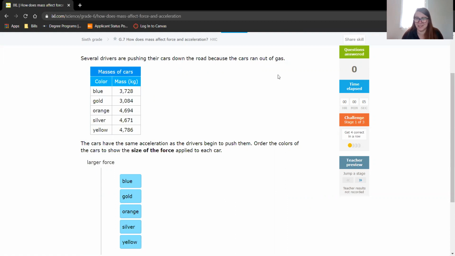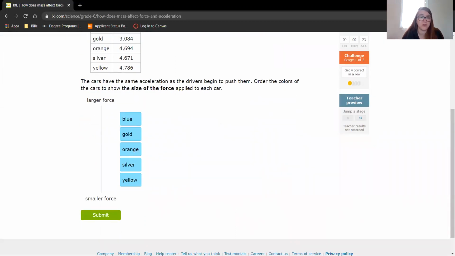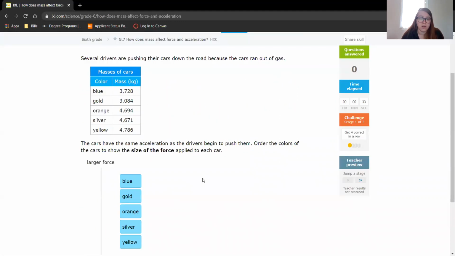of gas. Well, they just get more. Why are they all doing this? So there's a blue car that weighs roughly 4,000 kilograms, a gold car that weighs roughly 3,000, an orange that's roughly 4.5, a silver that's again close to 4.5, and a yellow that's almost 5,000 kilograms. These cars have the same acceleration as the drivers begin to push them. Order the colors of cars to show the size of force applied to each car.